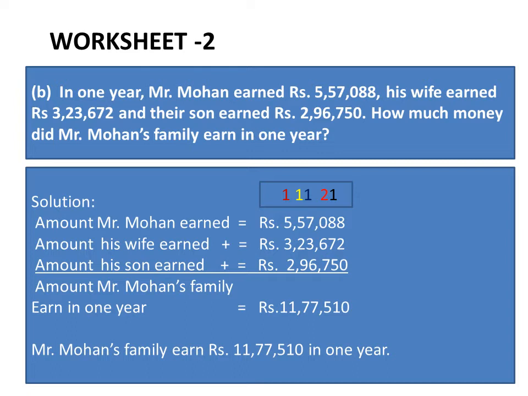Then add the digit of hundreds place. 2 plus 0 plus 6 plus 7 is equal to 15. So 5 we will write in hundreds place and carry 1 to the thousands place.